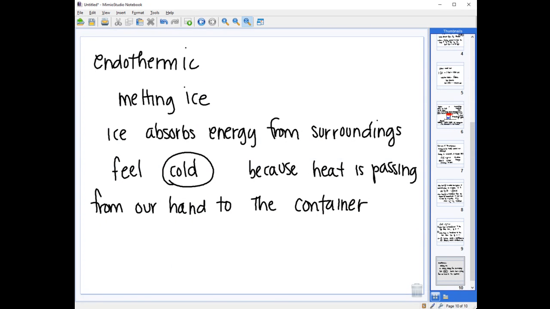And then the converse, exo: when something is giving off heat, it's going to feel hot to us, because now the heat is passing from the container to our hand. And so that would be an exothermic reaction. All right, table 5.1 on page 173 helps with that.